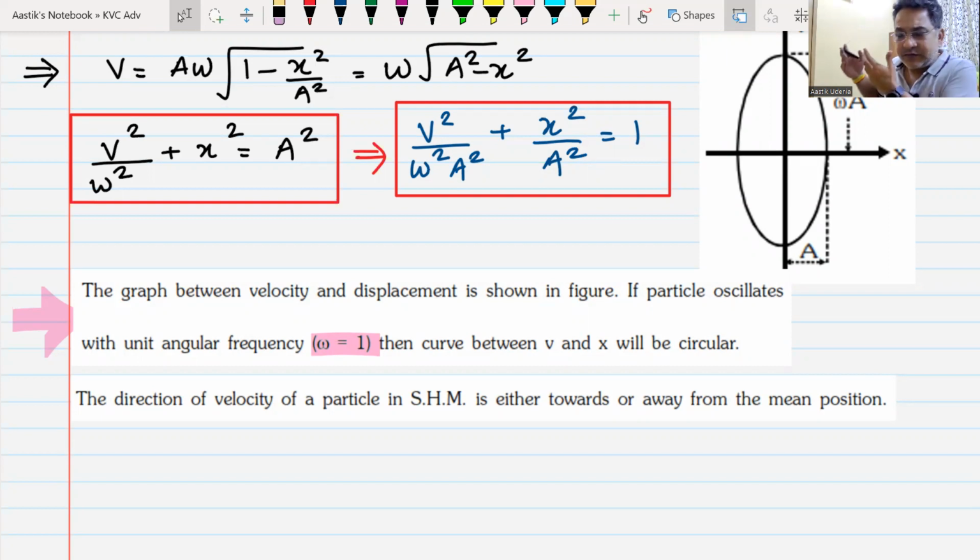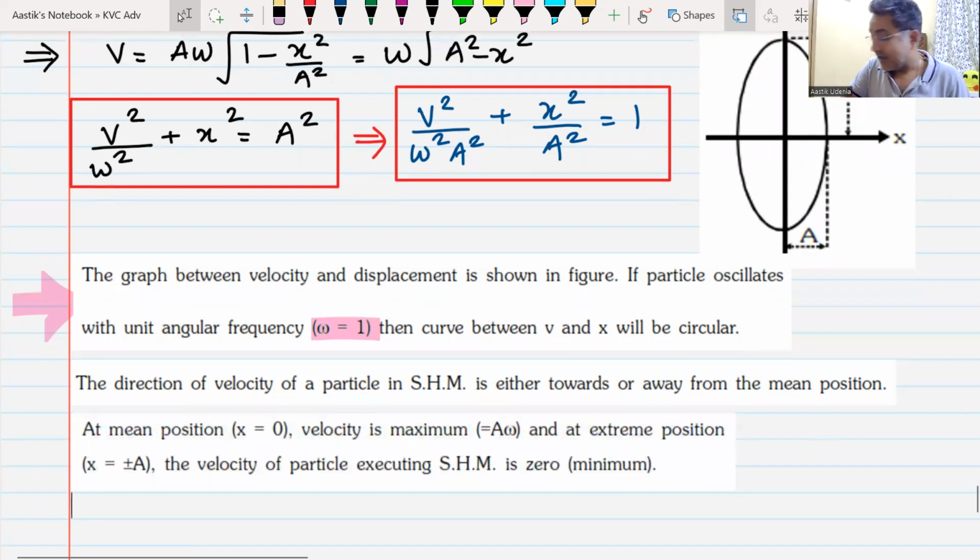It can also be away from the mean position. Because sometimes it is moving towards the mean position, sometimes it is moving away from the mean position. And at the mean position, the velocity is maximum, A omega. And at the extreme position, the velocity is 0, which is the minimum possible value. Do we understand this, or is this going above our heads? Understood, sir. Yes, sir.